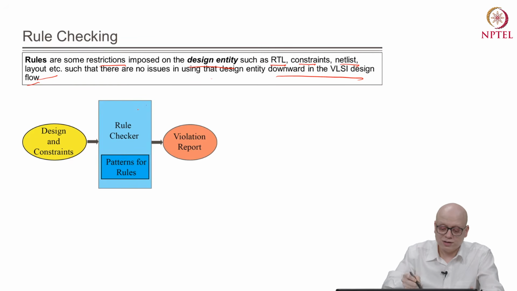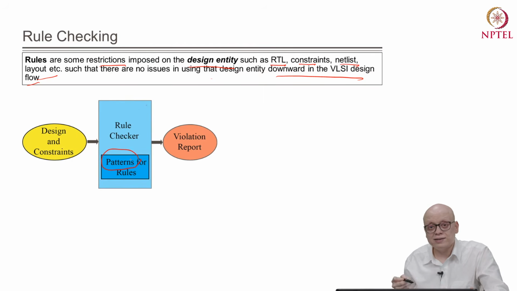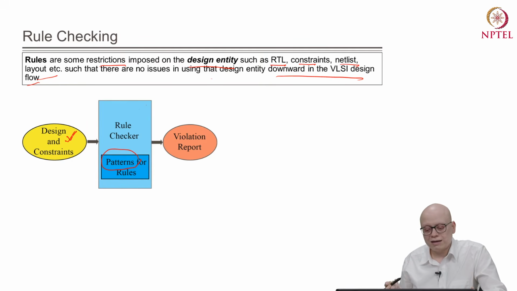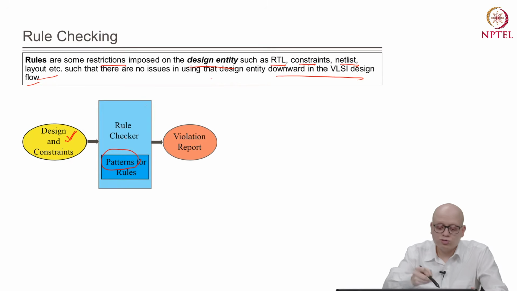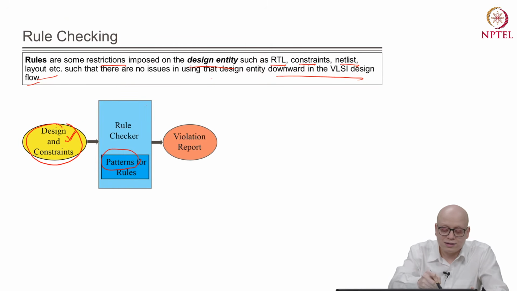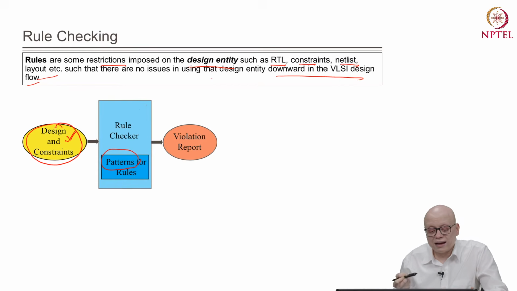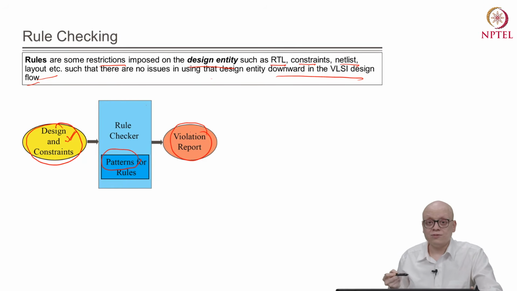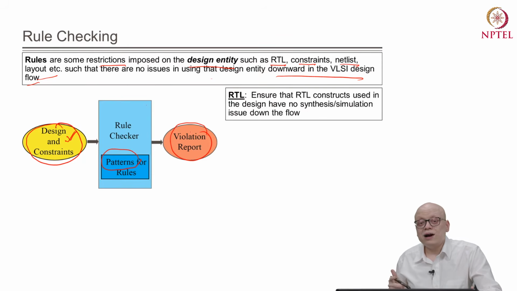There is a rule checker, and in this rule checker there are some patterns defined. Patterns define that if this pattern exists in our design or in our constraints, then flag an error. The rule checker will look for those patterns in our design and constraints and flag them in a violation report, and then we have to look into that report and perhaps make some fixes if required. These rules can be defined at various levels.